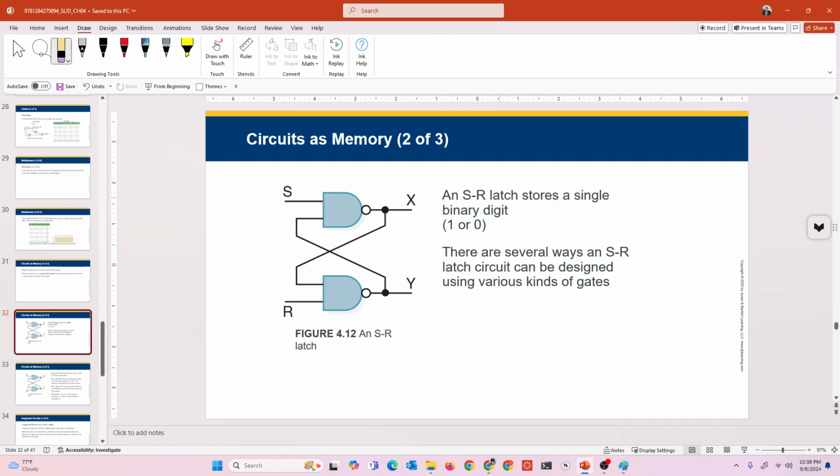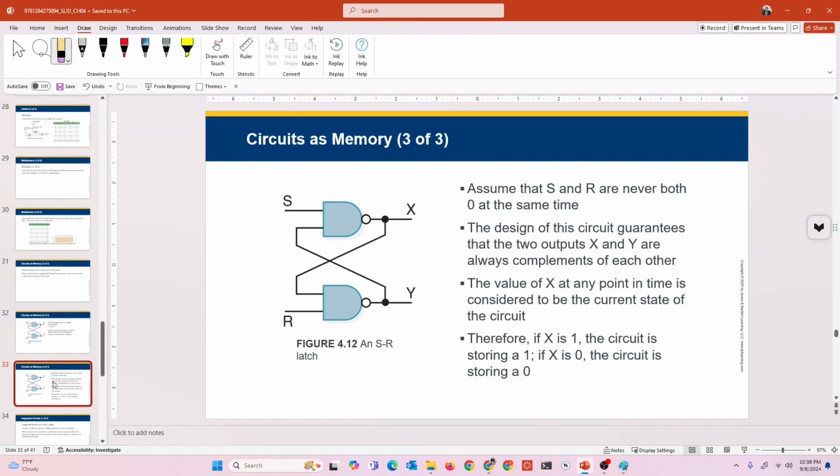An SR latch stores a single binary data, a binary bit, 1 or 0. There are several ways an SR latch circuit can be designed using various kinds of gates. If you look at this, you're going to see that the information X and Y stays until these two are excited again. It's really cool how memory works.